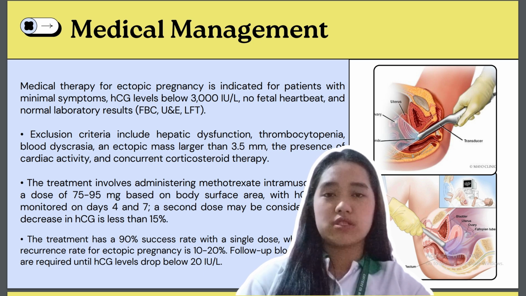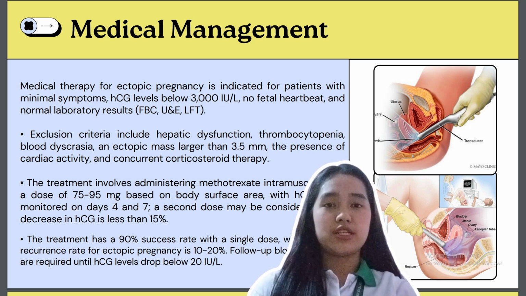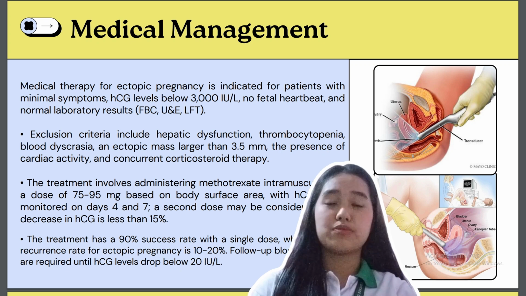After receiving methotrexate, patients are monitored through blood tests to track HCG levels, which should decrease over time. If the levels do not drop sufficiently, a second dose may be necessary. It is important to recognize that the medical management of ectopic pregnancy is a critical option for patients who meet specific criteria. This approach not only helps in effectively terminating the ectopic pregnancy, but also preserves the patient's reproductive health for the future. Ongoing monitoring and patient education are vital components of this treatment to ensure safety and success.